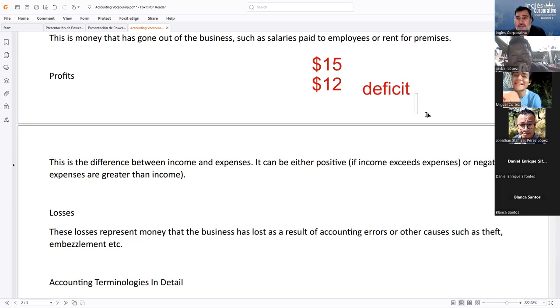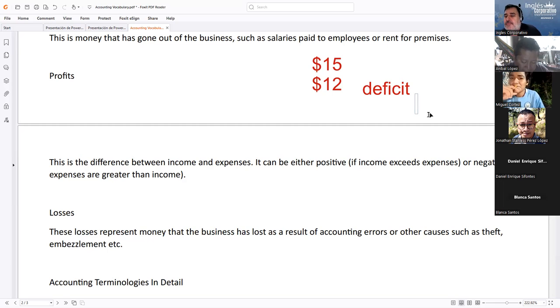There is a deficit. The deficit is the opposite of the profit. Deficit is when it's red. Okay? So he didn't get back the money that he spent.